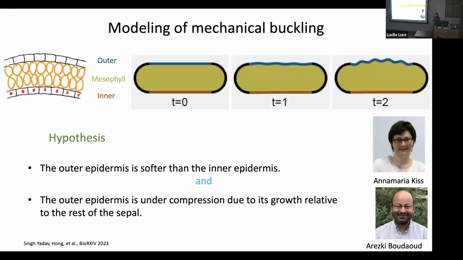So if we think about mechanical buckling, what does it take for a tissue to mechanically buckle? We worked with our longtime collaborator, Arezki Boudaoud, and his associate, Anna Maria Kiss, on modeling this. And we're modeling this in a cross section of the sepal. So we're trying to model this inner epidermis, this outer epidermis, and the mesophyll in between. Okay, and so we're looking over time. And we've got in this model that the outer epidermis is softer than the inner epidermis, and also that it's under compression, meaning it's trying to grow more than the rest of it. So it's buckling because it's trying to grow too much and it's starting to wave.